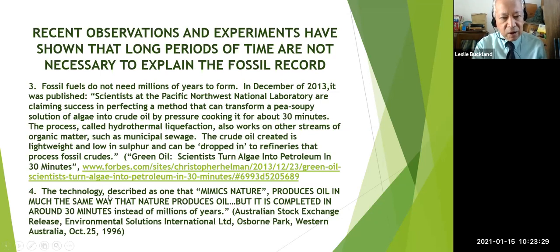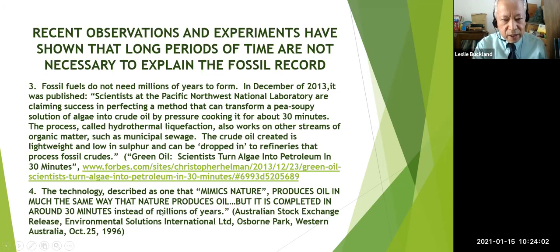Number 4, the technology described as one that mimics nature, that is, imitates nature, produces oil in much the same way. I have put this in bold, in capital letters to emphasize it. Produces oil in much the same way that nature produces oil, but it is completed in around 30 minutes, just like was said here, instead of millions of years.